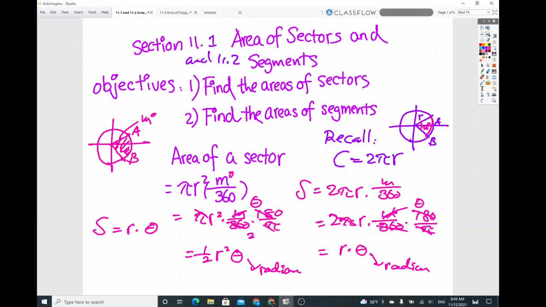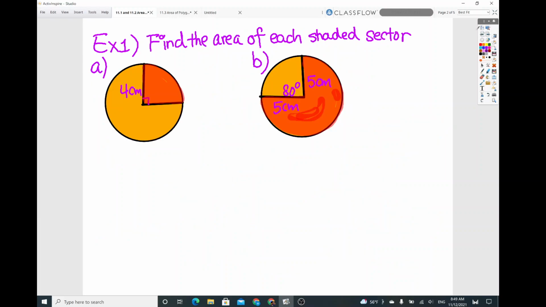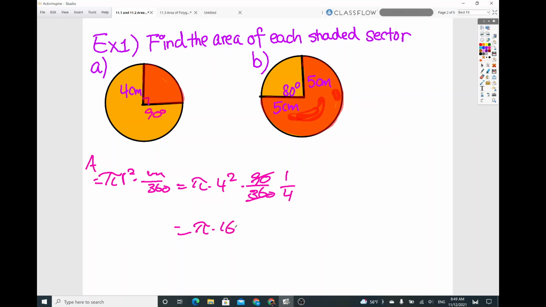Okay, now let's go to the next page and see the example. Find the area of each shaded sector. Let's just use the general formula, pi r squared times m degrees over 360. The radius is 4 centimeters, so 4 squared times 90 over 360. Reduce, and we got 1/4. So pi times 16 times 1/4 is 4 pi. Don't forget the unit. We started with length in centimeters, so the unit for this one is square centimeters.